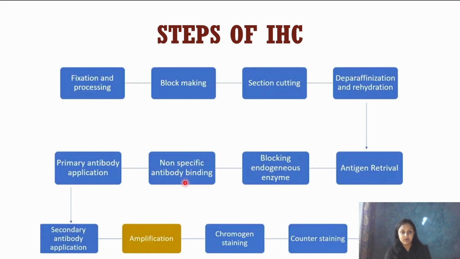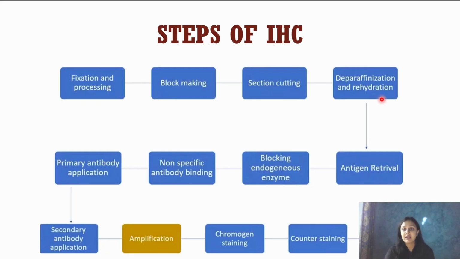These are all the steps of IHC, and I know that fixation and processing, then block making, section cutting, deparaffinization, and rehydration. Till here, I'm hoping you're aware of all of this process, which takes up in our basic histology lab. After this process comes the main steps of IHC, starting from antigen retrieval, blocking endogenous enzymes. These are replaceable, right? We can block the endogenous enzymes, and with that, we can retrieve the antigen. The steps can take place side by side.